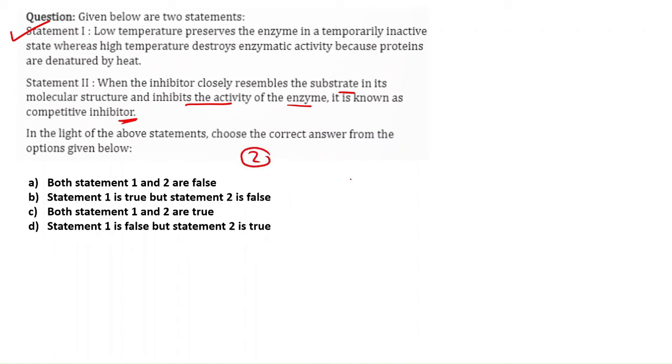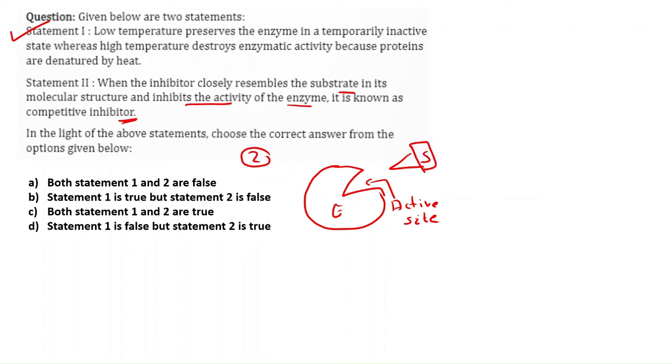How? Let's say this is an enzyme, and this is the active site. In this enzyme, what will the substrate structure be? The substrate should bind to the active site. So this is the substrate. Now the substrate will bind to the active site of the enzyme so that the reaction will proceed in the forward direction.